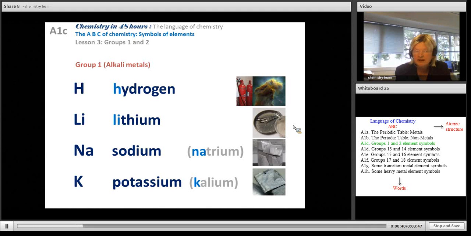Notice that for hydrogen, the first letter H is the symbol, and the first two letters for lithium give the Li, but sodium and potassium are not, because they actually come from the original Greek words natrium and kalium. So the Na is for sodium and the K is for potassium. Notice that the last three are metals and hydrogen is a gas, and it's found in stars.